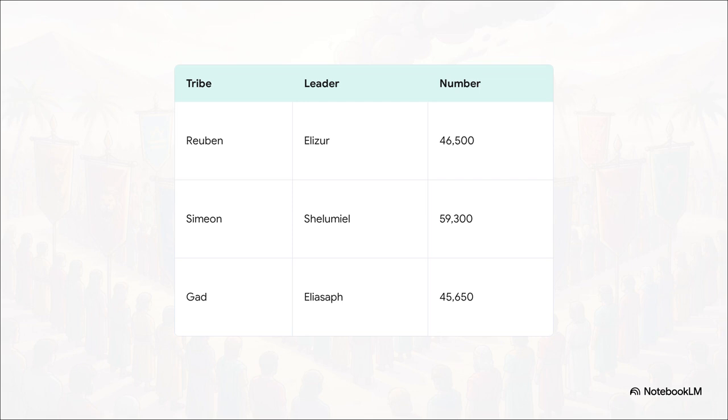Right next door camps the tribe of Simeon under the leadership of Shelumiel, translating to peace of God, with a division of 59,300. Finally, locking down the southern flank is the tribe of Gad.